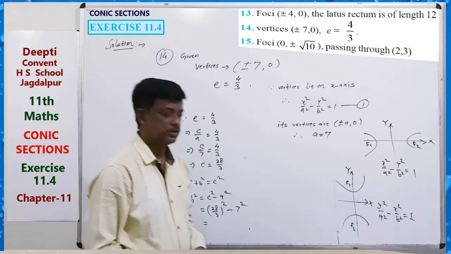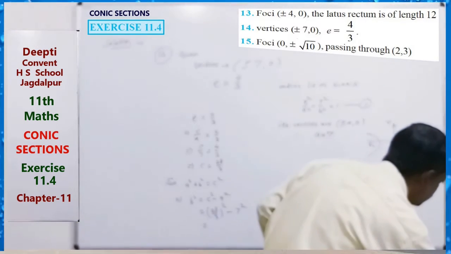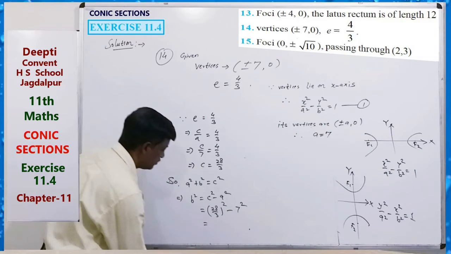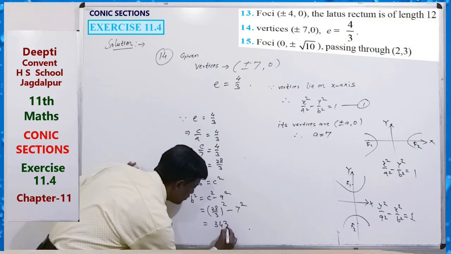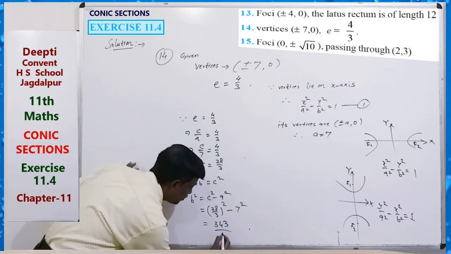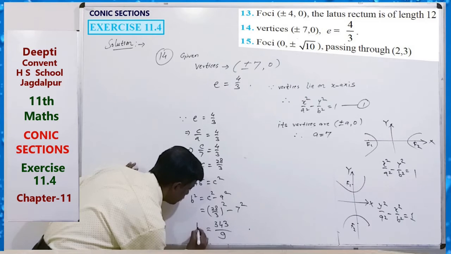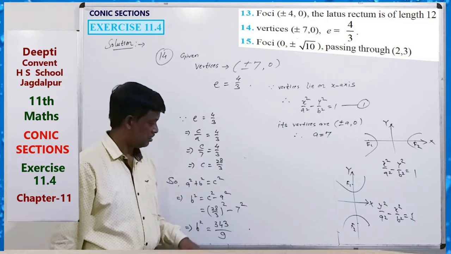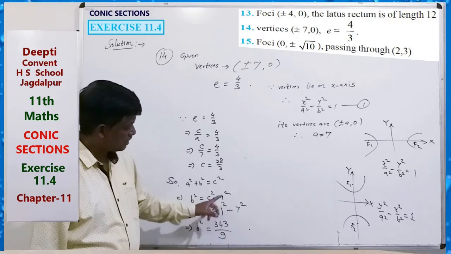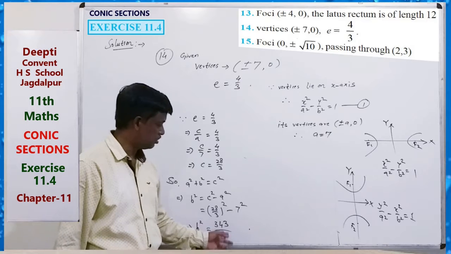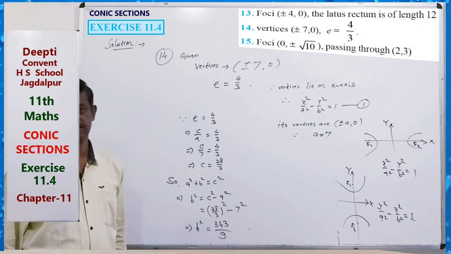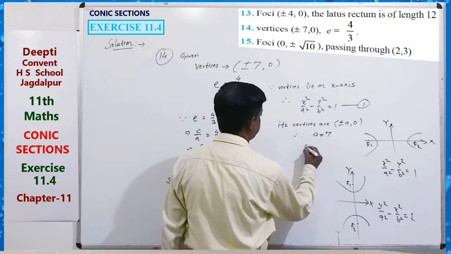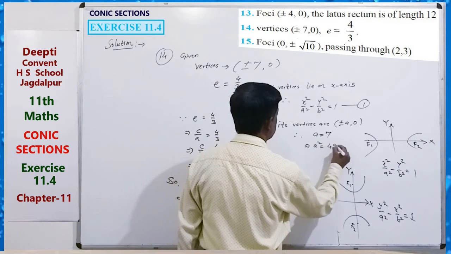Okay. So we can find the relation, just you can solve it. b square equals to 343 upon 9. Just solve it, okay? 28 square, 3 square is 9, and 7 square is 49. Just taking LCM and doing the calculation, then 343 by 9. You can get b square. a equals to 7 means a square equals to 49.